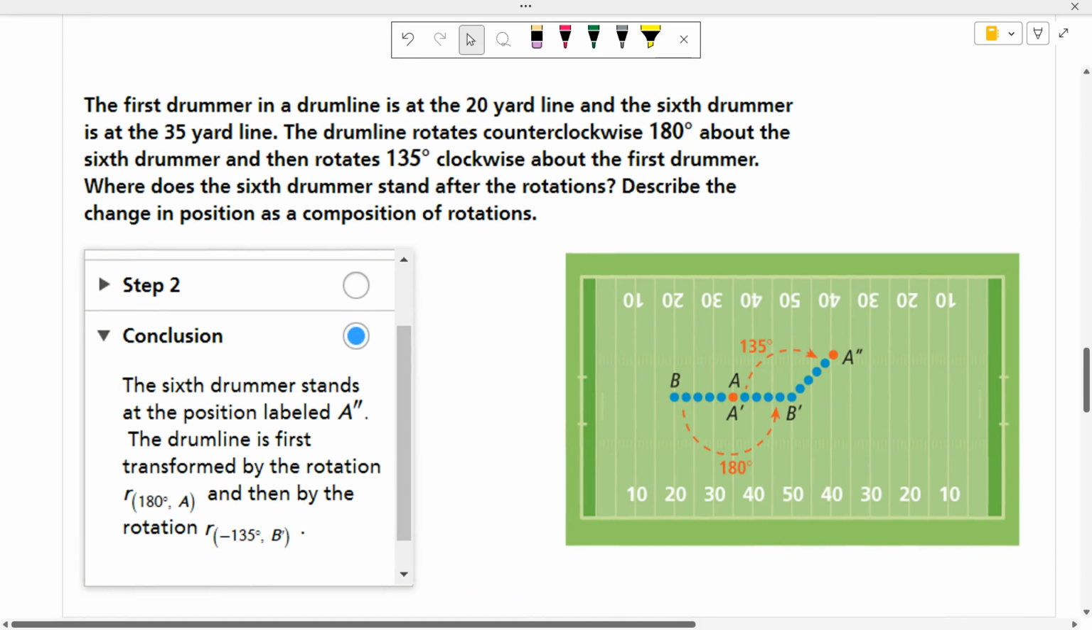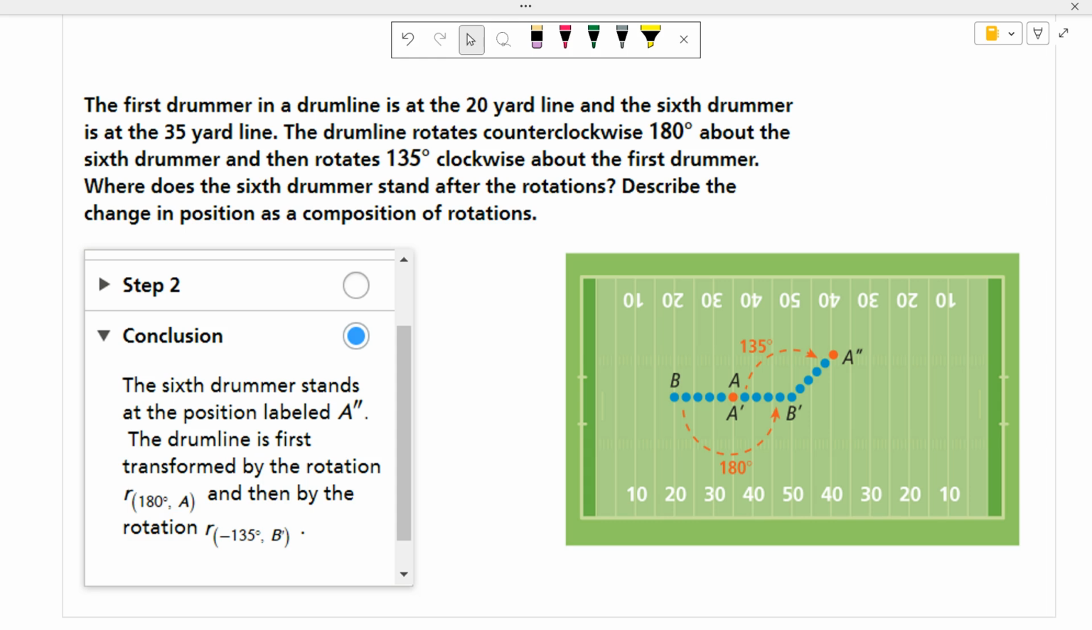The first drummer in a drum line is at the 20-yard line, and the sixth drummer is at the 35-yard line, A to B here. But this should be A and this should be B, whatever. The drum line is going to rotate 180 degrees around the sixth drummer, around A, and then it's going to rotate 135 degrees around the first drummer. Where does the sixth drummer stand after the rotations?